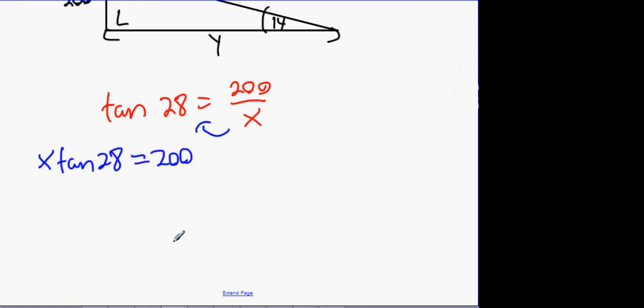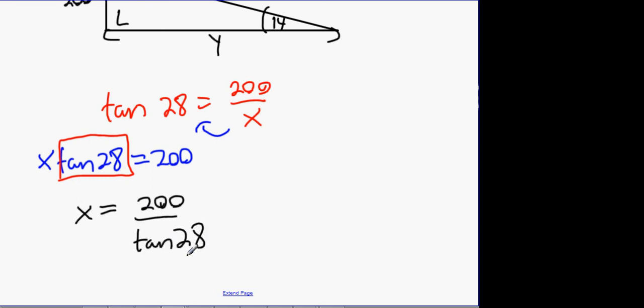Now please remember, in trigonometry, the two of these cannot be separated. They can only be separated by using tan inverse. They go together everywhere. You can't just bring down the 28 on its own or the tan on its own. Everybody got that? Then what we're going to get is x equals 200 divided by tan 28.